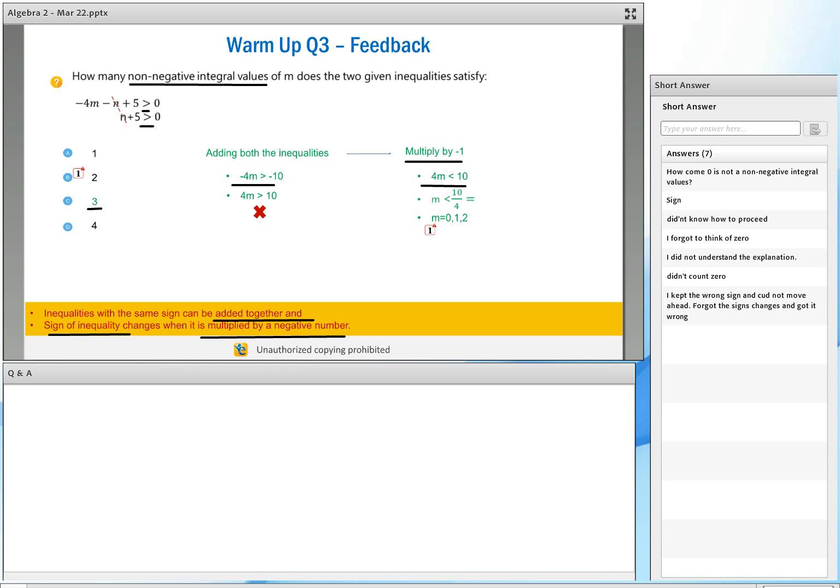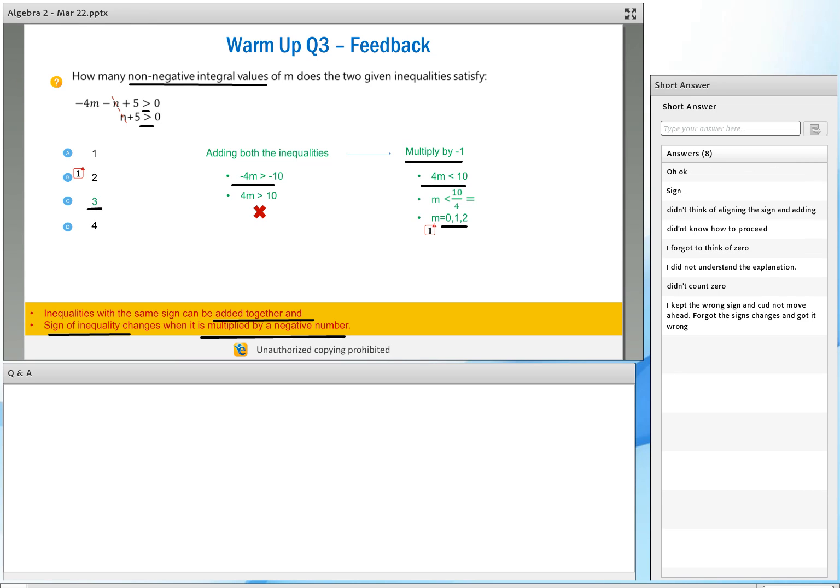How come 0 is not a non-negative integral value? It is. That's why you see m is equal to 0, 1, and 2. That's why the answer is 3. Did not count 0.